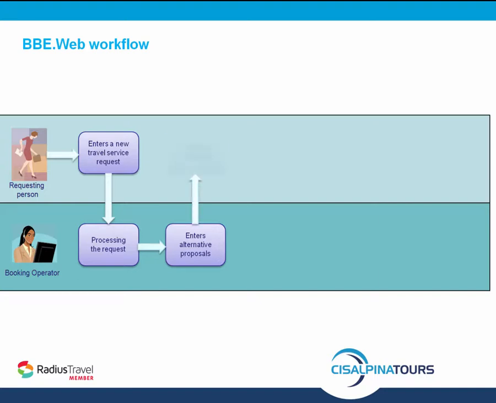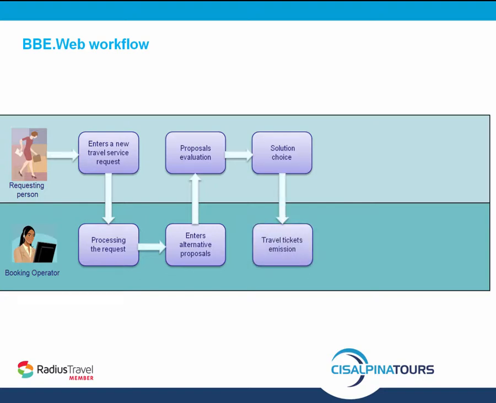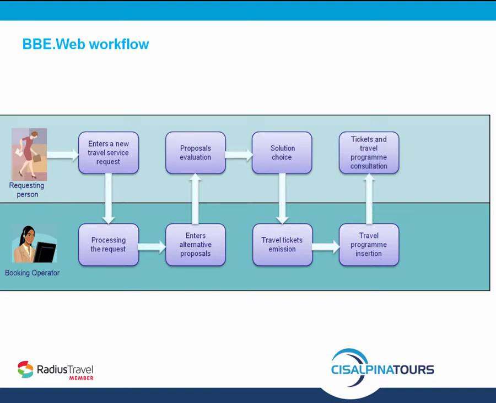The person who has made the request evaluates the proposals and chooses the one that best meets his or her travel needs. The booking operator sees the choices made and proceeds with the issuing of all the travel tickets necessary, inserting a summary of the corresponding travel program into the system. The person making the request can use the travel program as a reminder for his or her trip by viewing it in an email, on the web or through CISAP, available for Android and iOS smartphones.